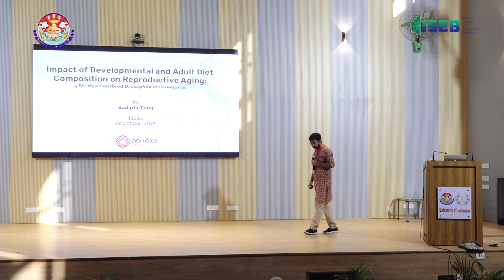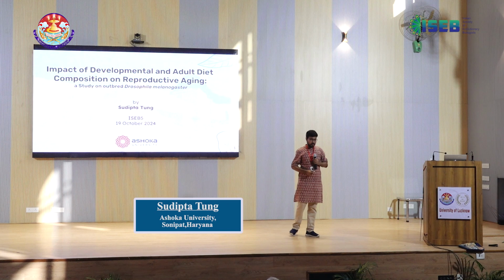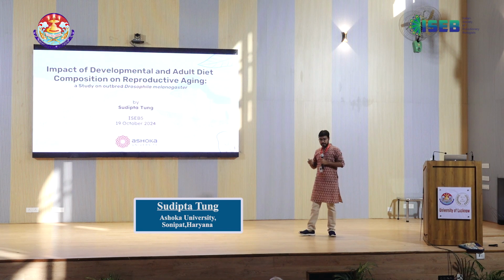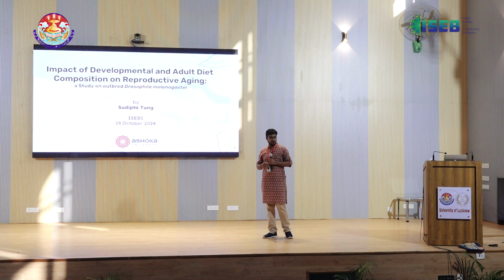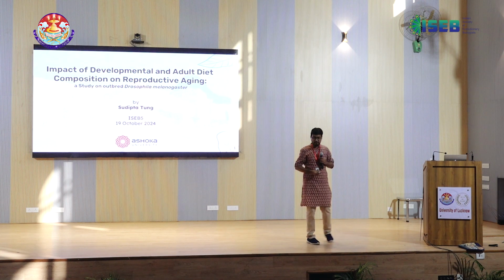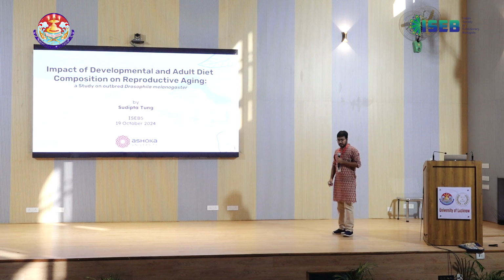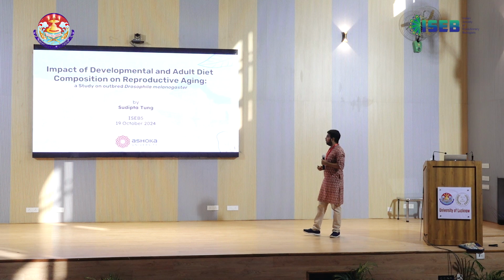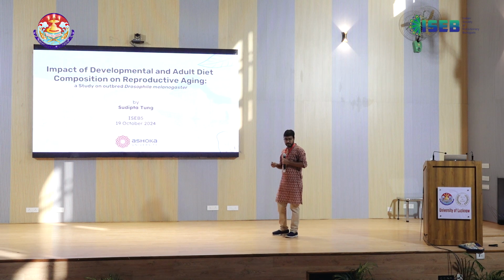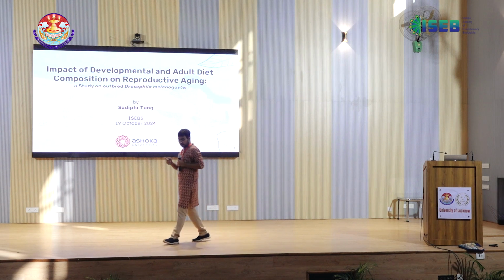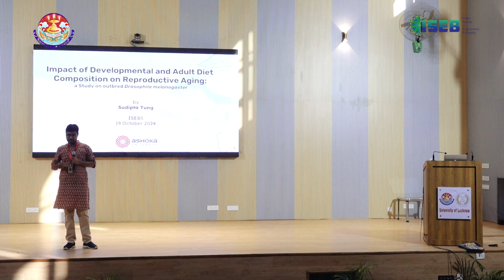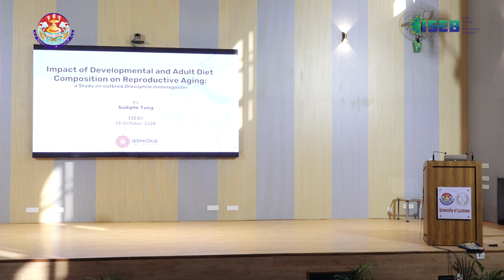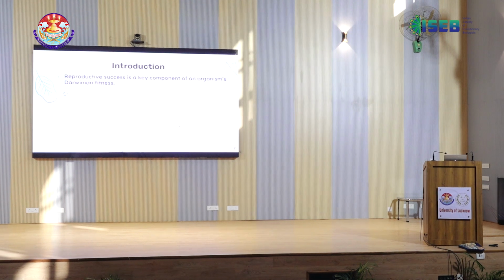At Ashoka, as a research group, we are currently trying to understand the impact of diet on phenotypic plasticity and evolutionary adaptations of a number of traits, at the level of the organism as well as at the suborganismal level. This particular study is a single generational study where we are trying to understand the impact of dietary macronutrient composition, during the developmental phase as well as during the adult stage, on reproductive output.